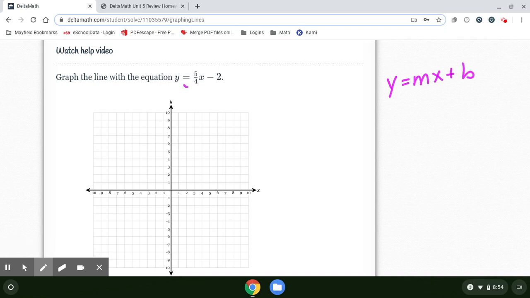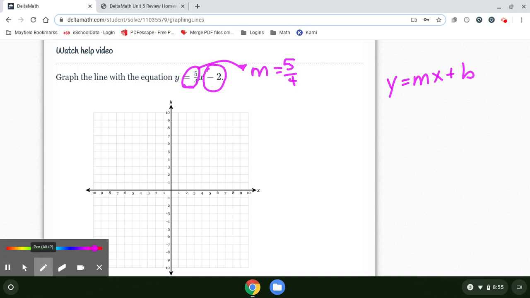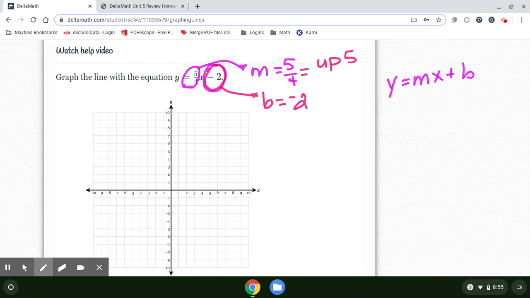So I have to look for m, which in this case, that's m. M is 5 over 4. My slope, okay, my b is right there, right here. So in this case, my b is -2. If I look at my slope, 5 over 4 means up 5, and 4 means right 4.